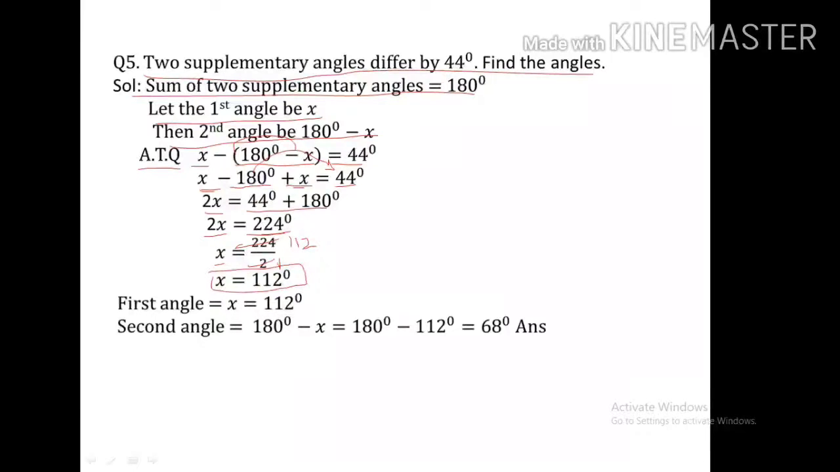So the first angle we suppose that is x, so it will come 112 degrees. The second angle, that is 180 minus x we suppose, so 180 minus 112, it will come 68 degrees.